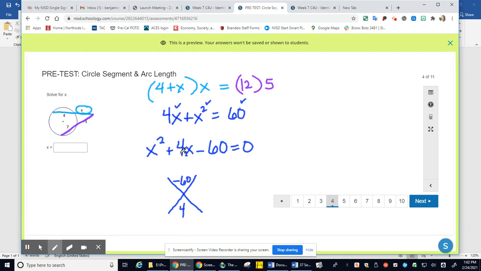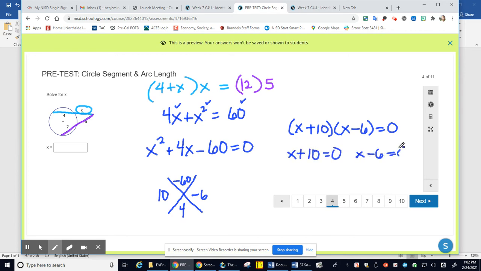Well, those numbers, I believe, are 10 and negative 6. Okay, 10 times 6 is 60, 10 minus 6 is 4. So we have x plus 10 as a factor and x minus 6 as a factor. And since we're multiplying them together to get 0, either this number has to be 0 or that number has to be 0. So we get negative 10 as one of our answers or positive 6.